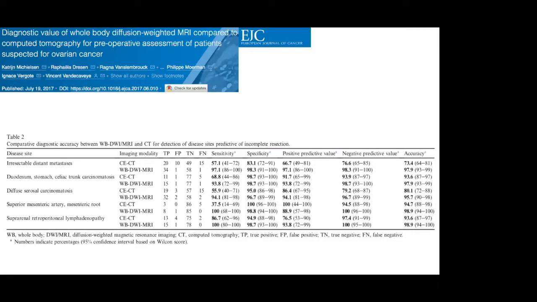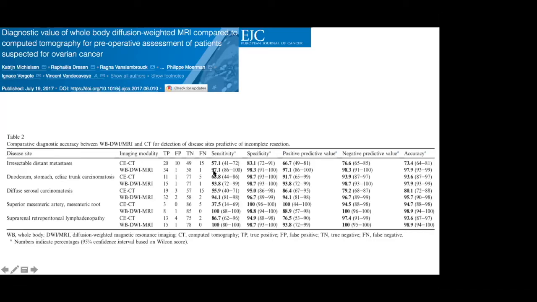After that encouraging result, they've done a larger study where they compared preoperative assessment of patients between MRI and CT. And they particularly looked at things that would affect resection. So were there irresectable distant metastases? Was the duodenum involved, the stomach or the celiac trunk? Was there diffuse serosal carcinomatosis? Also the superior mesenteric artery and the mesenteric root are of importance. And are there any suprarenal retroperitoneal lymphadenopathies? And for every one of these categories, whole body MRI really outperforms CT.